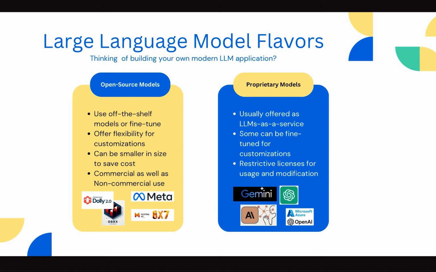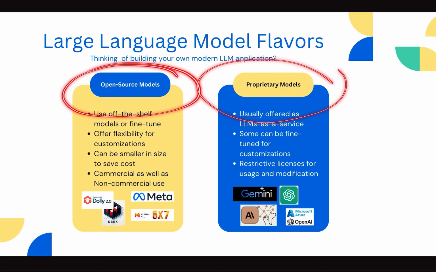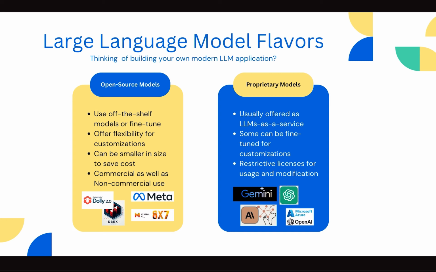So, thinking to use LLM applications, you need to first deep dive into two types of LLMs that are available today for us. First, open source models, which offer more flexibility for customization, have off-the-shelf models, and give you fine-tuning options. They can be smaller in size, and we can also save cost in terms of business applications, commercial as well as non-commercial use for these open source LLMs.